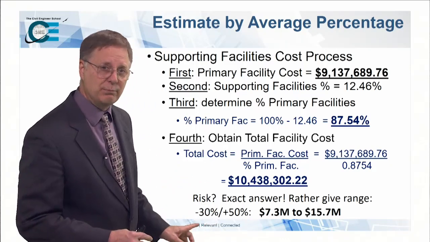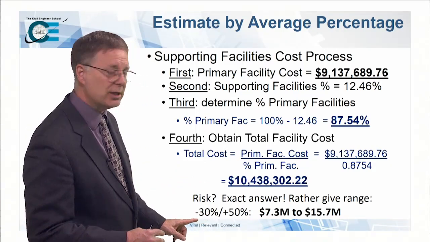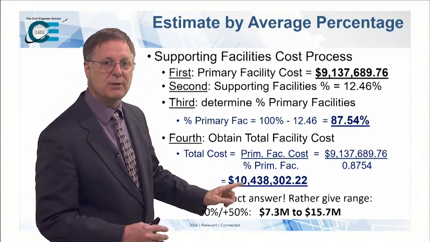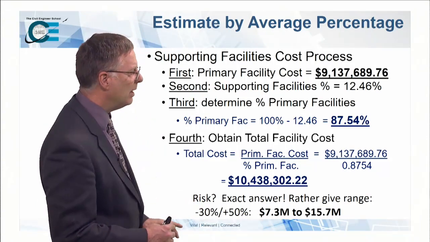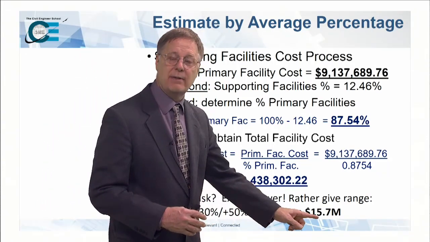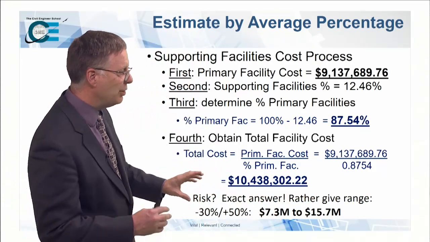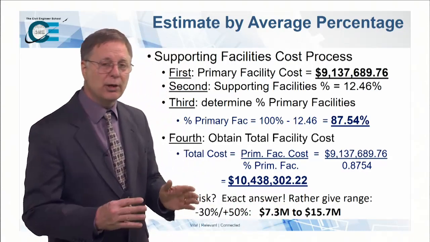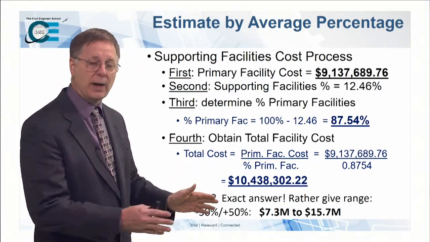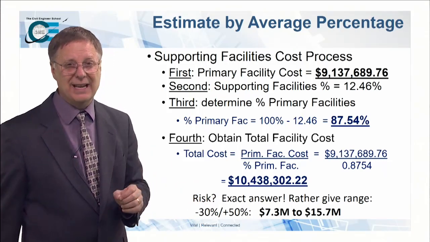Or I've actually taken these two figures and figured out what the range is. 30% less than that is going to be 7.3. In other words, this times 0.7 gives me 7.3. Or 50% greater, 150% of this number, is 15.7. That's how I might communicate this. But either way, you've got to communicate that risk. That tells your boss that this number's not right. It could fall in this range, but we still have to do a whole lot of homework to actually nail down that price.